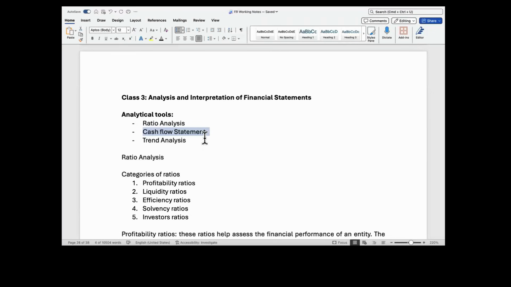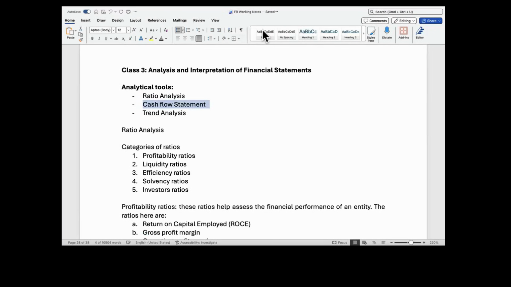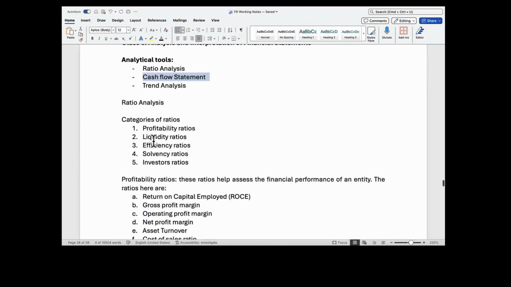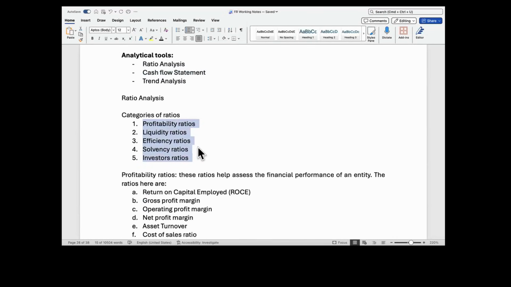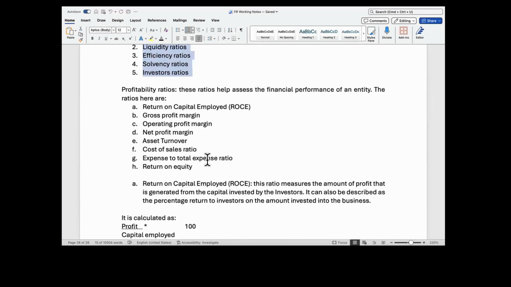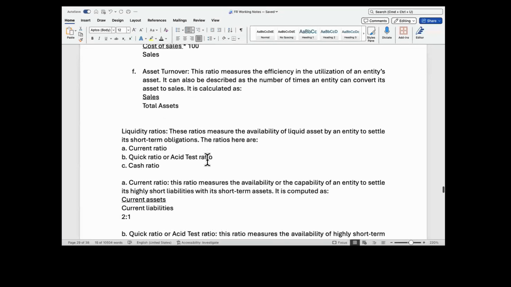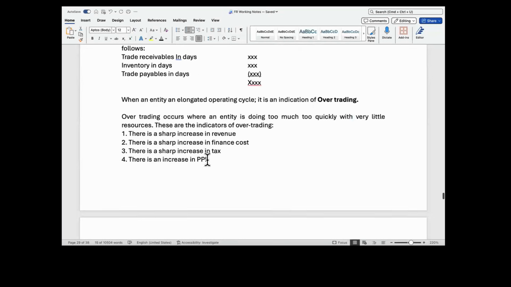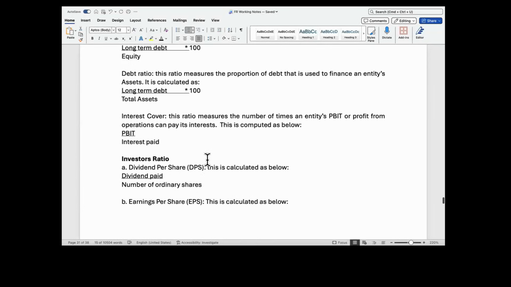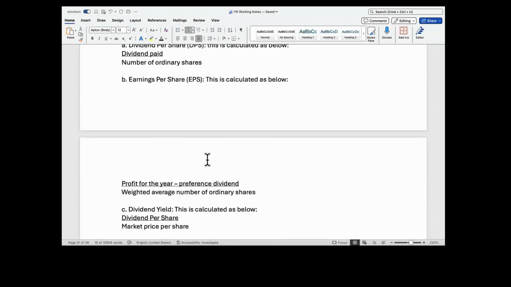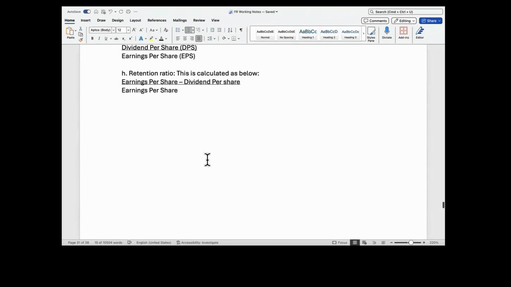So in looking at ratios, we mentioned the categories of ratios that we have. We said there are 5 categories of ratios. We looked at the profitability ratios, liquidity ratios, efficiency ratios, solvency, and investors ratios. We looked at several ratios under each category of ratios. We looked at them one by one. And that was basically what we did last weekend in our second period, I guess.